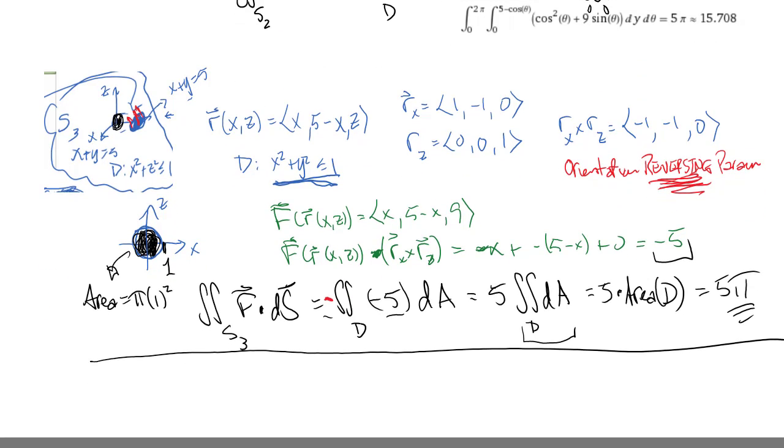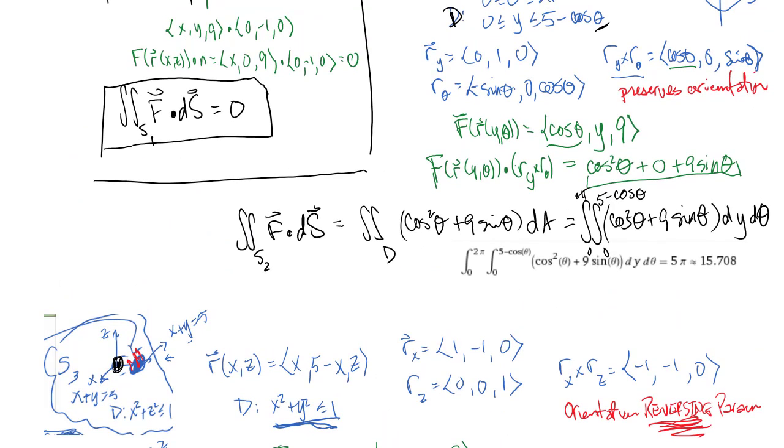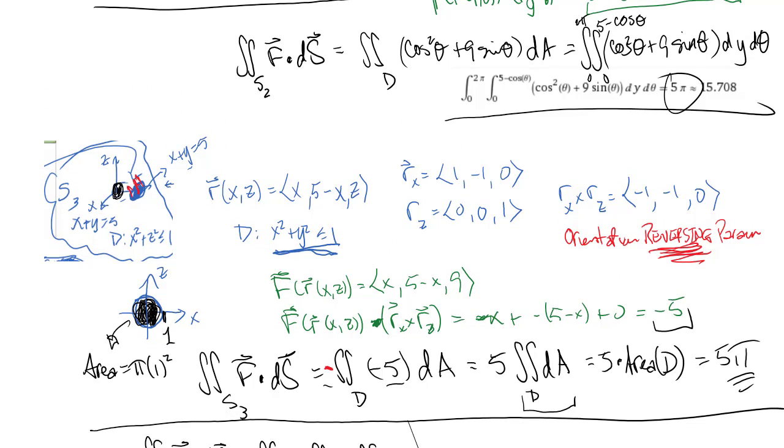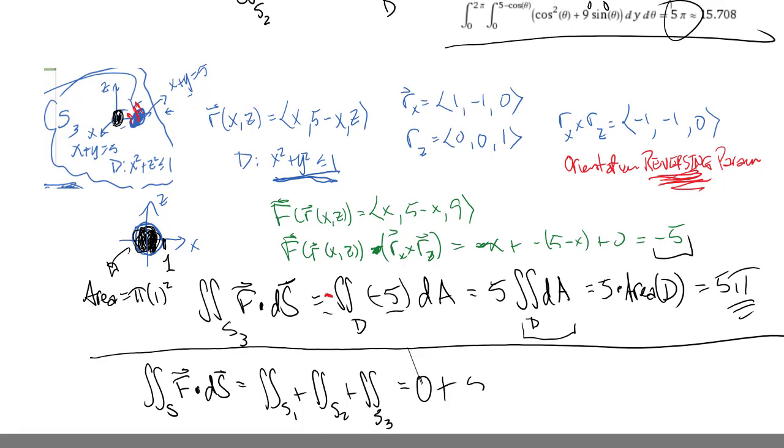According to what we had, the flux integral over all the surfaces is going to be the flux over S1 plus the flux over S2 plus the flux over S3. The flux over S1, we got that to be 0. The flux over S2, we got that to be 5 pi. And then we just finished this last one. The flux over S3 is 5 pi. So the total is 10 pi. Okay.